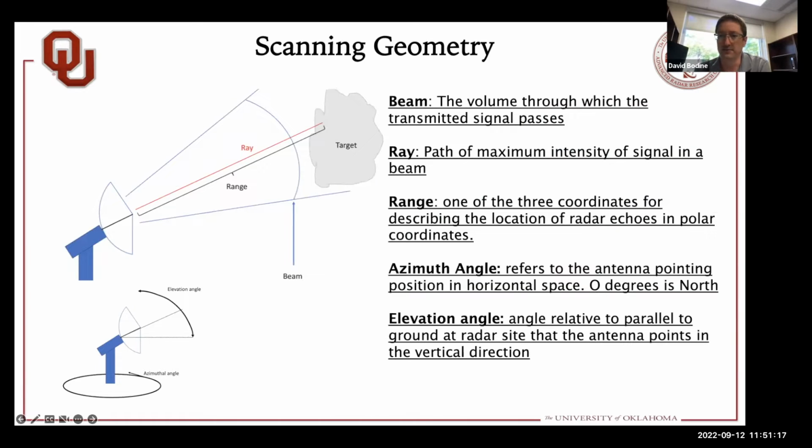A little bit of terminology before we jump in. First, the radar beam is the volume that the transmitted signal is passing through. The radar beam goes out, it scatters off of some target, and some of that energy comes back to the radar. One of the most important quantities is range, the path that the radar beam goes along. The azimuth angle is the direction that the radar scans around horizontally. The elevation is the angle relative to the ground, moving up in the vertical direction. So the elevation angle is essentially your inclination above the horizon.